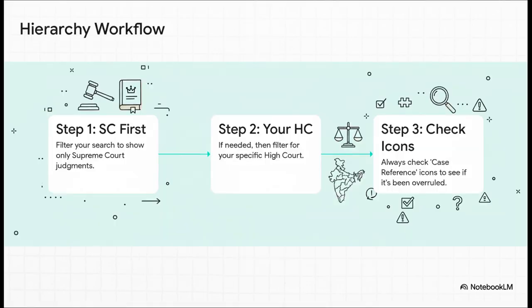And the great thing is, you can build this rule right into your workflow on SCC Online. It's a simple 3-step process. Step 1, run your search, then immediately filter for the Supreme Court. If you find what you need there, fantastic, you're done. Step 2, if not, only then do you broaden your search and filter for your specific high court. And step 3, and this is crucial, always look at those little case reference icons next to the case name. They'll tell you if your judgment has been overruled, which you absolutely need to know.